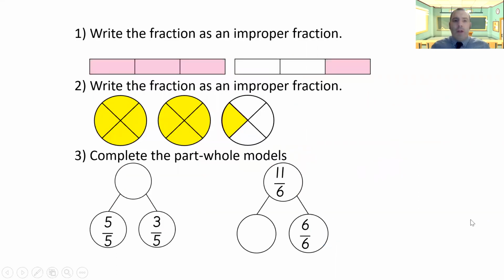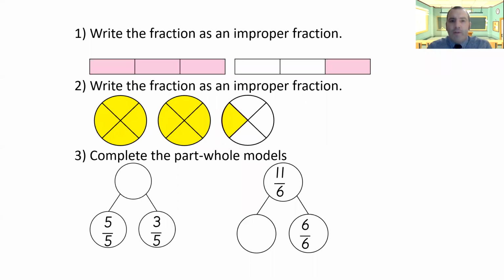So moving forward, can you write these fractions on the screen as an improper fraction? So question 1. Question 2, write the fraction as an improper fraction. And question 3, can you complete the whole models? But we're going to keep them as improper fractions. Pause the video to do this now. Ready for the answers? Let's go.